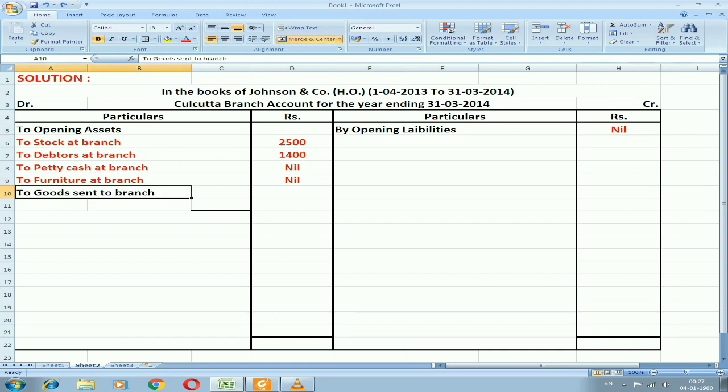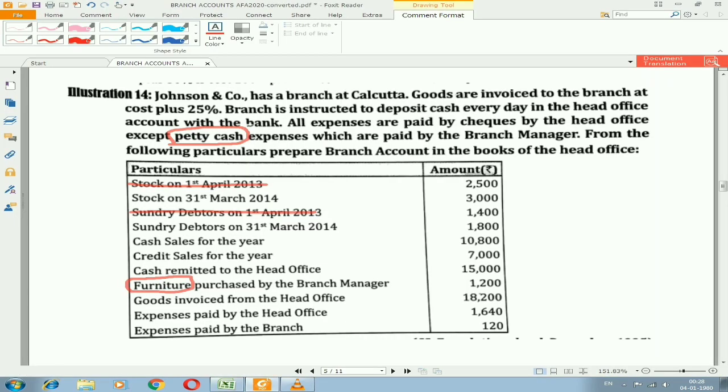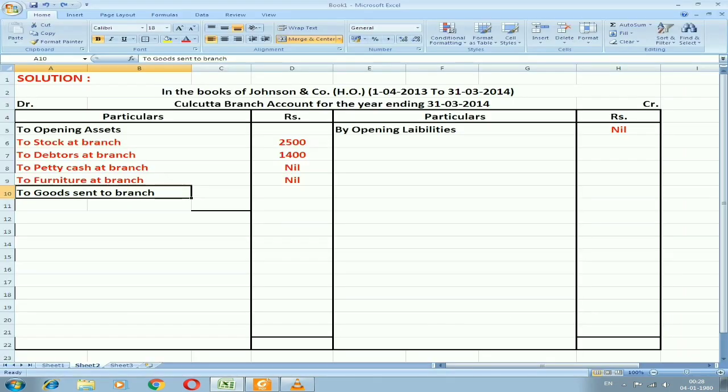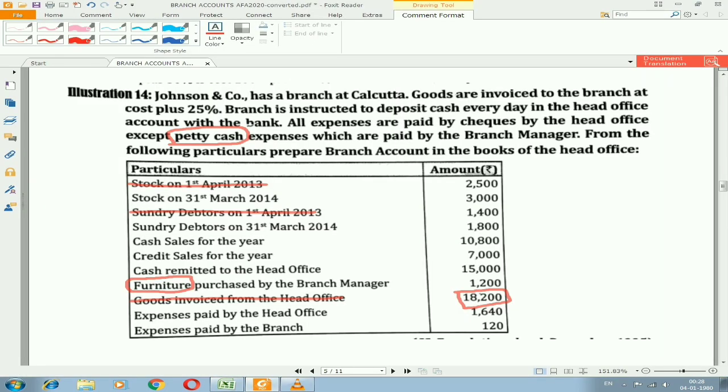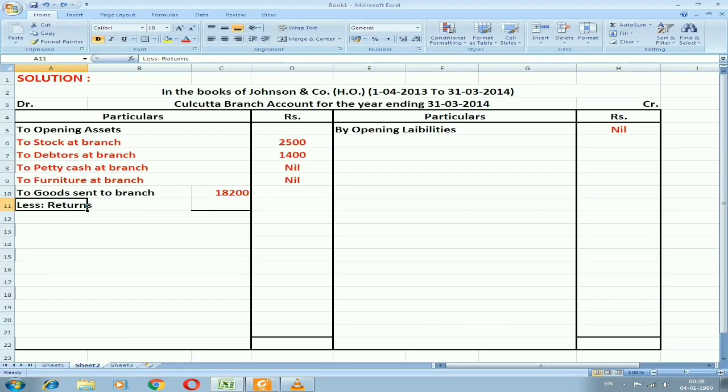Next I require, on the debit side, goods sent to branch. Whatever goods are sent by the head office to the branch, we are going to record. In the illustration you can see goods invoiced from the head office. They have sent goods at invoice price, which is the amount of rupees 18,200. I am writing in the inner column. I need to minus returns. In the illustration, the branch is not sending any goods to the head office, they are not returning any goods, so that particular column will be nil, and the total will be the same, 18,200.